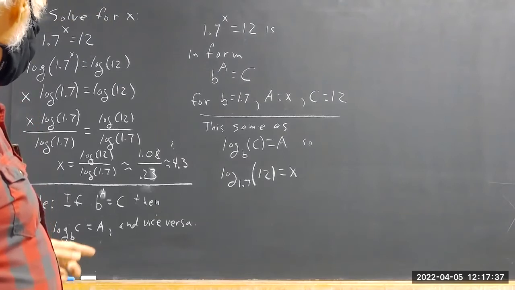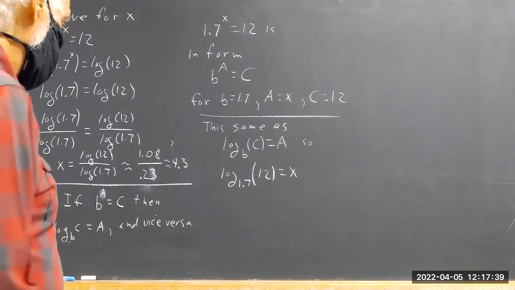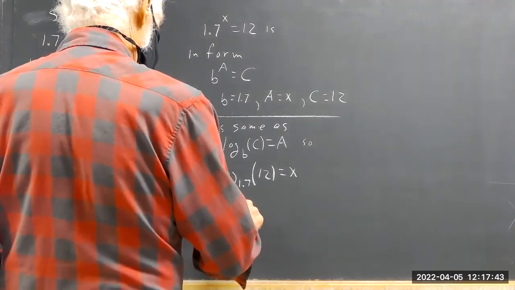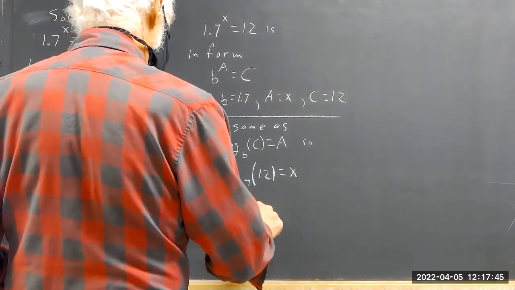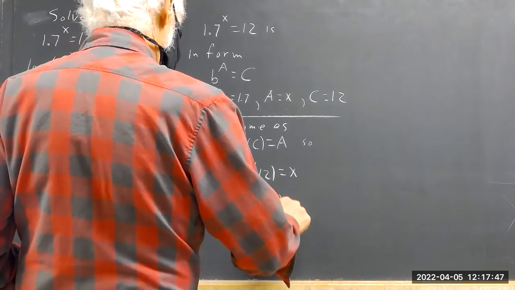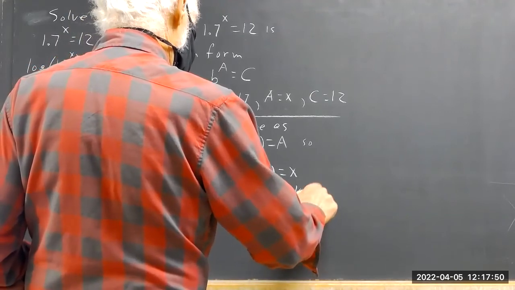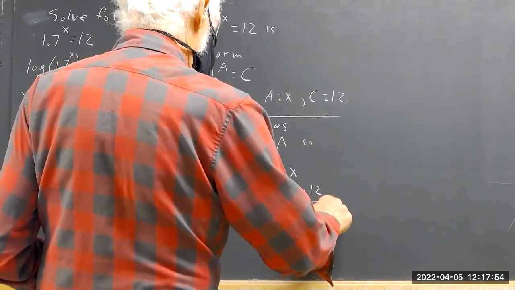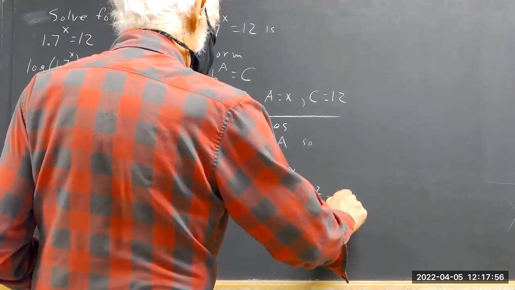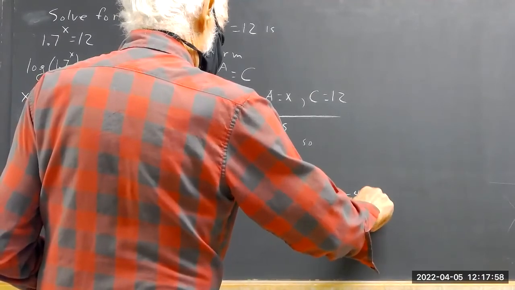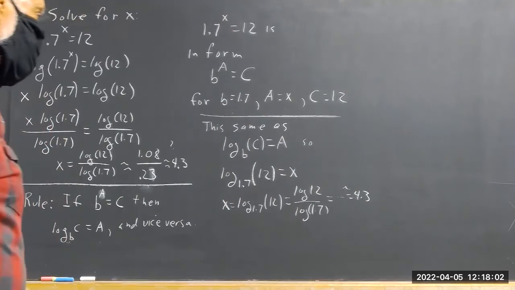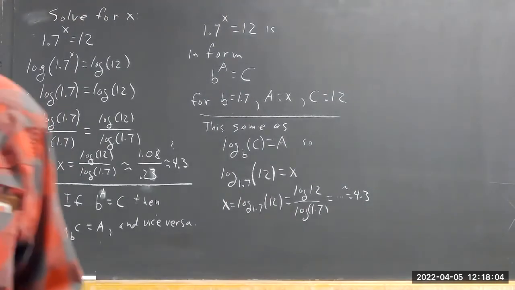And of course, the log of 12 over the log of 1.7 equals about 4.3.